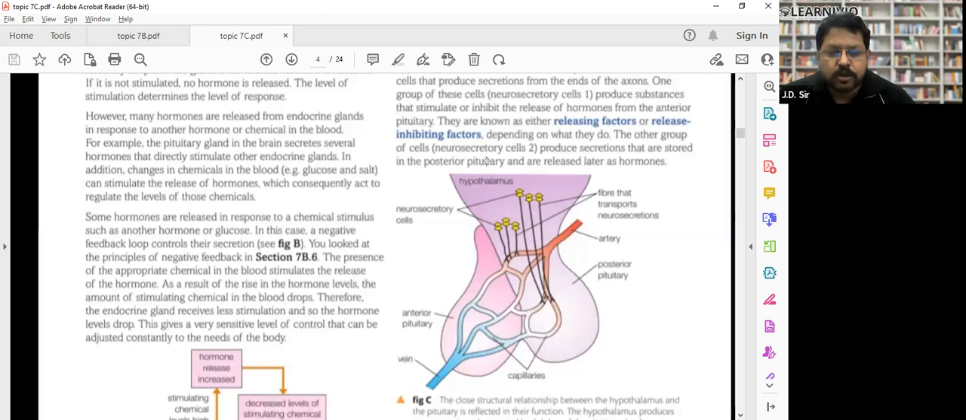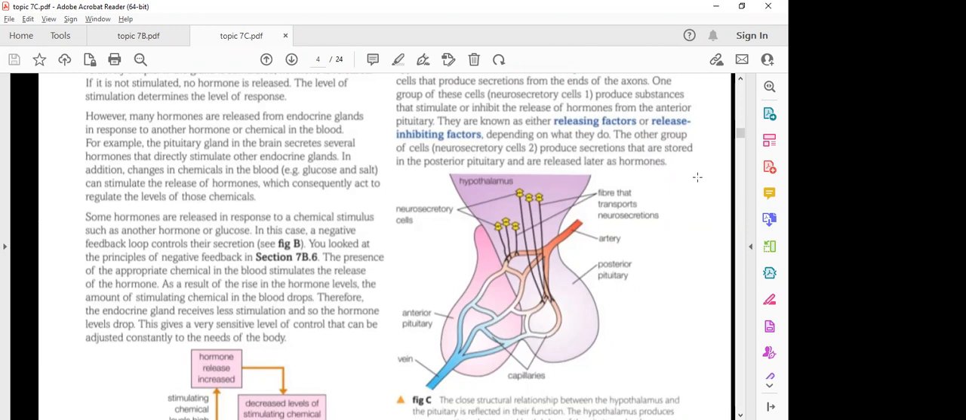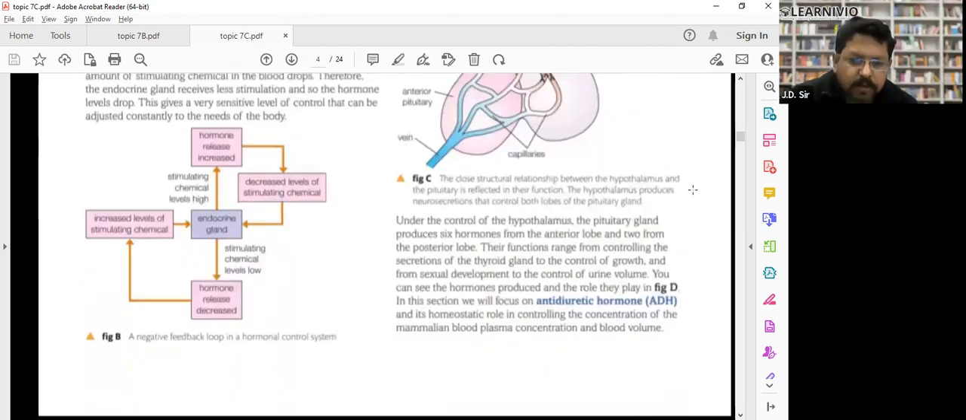The other group of neurosecretory cells produces secretions that are stored in the posterior pituitary and released later as hormones, right? Got it or not? Yes. But this part is important. Under the control of the hypothalamus, the pituitary gland produces six hormones from the anterior lobe. This is the anterior lobe, this is the posterior lobe of the pituitary. Their functions range from controlling the secretion of the thyroid gland, to controlling growth and sexual development, to control of urine volume.